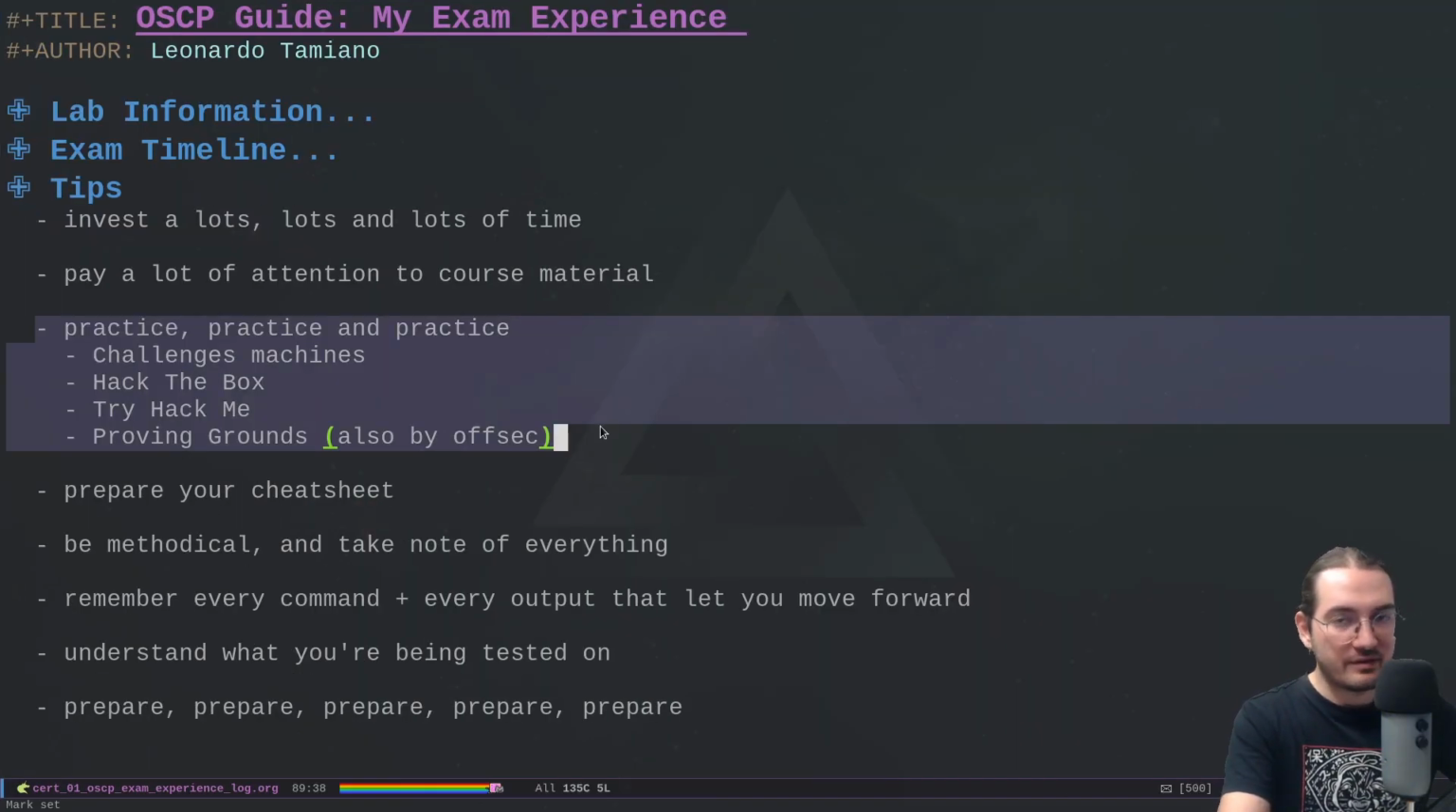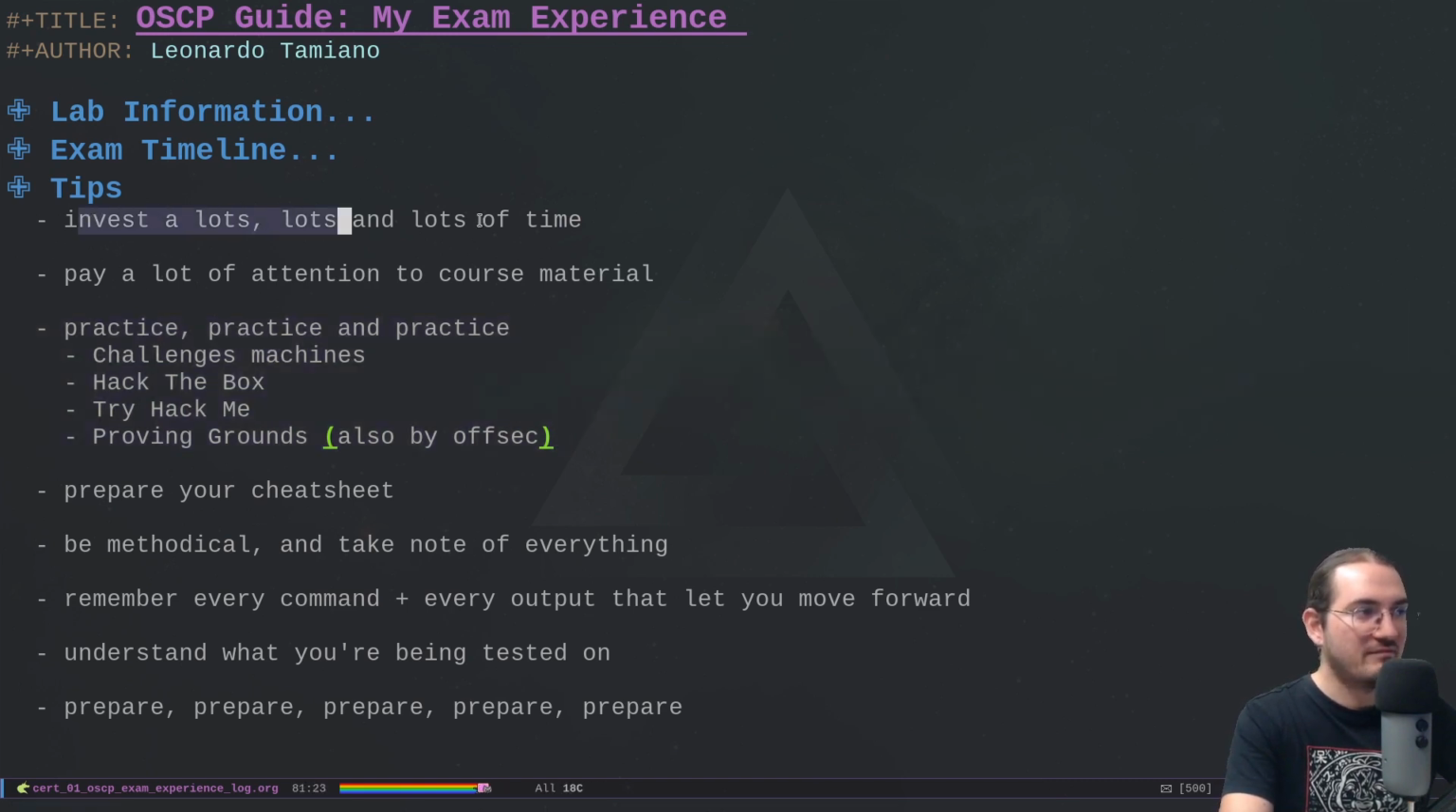Now, of course, the third tip is also obvious, it's just to practice a lot. And this goes back to investing a lot of time, because practice takes time. But there are no magic ways in this kind of field, in this kind of job. You just have to practice. You just have to practice so much so that you nail your methodology really well. You need to have a good, strong methodology.